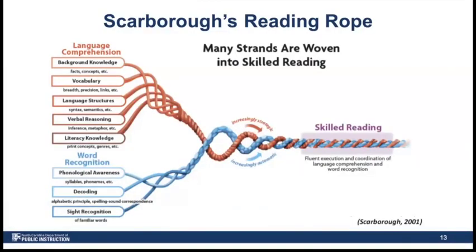Okay, so I know you've all seen Scarborough's reading rope. If I could see your hands, I'd be like, who's seen this? And everybody would raise their hand, right? So Scarborough's reading rope is really where we can look at all of those necessary pieces that are required in order to get to that skilled reading. So today we're going to talk about oral language, which is part of the language comprehension strand, and phonological awareness, which is part of the word recognition piece.